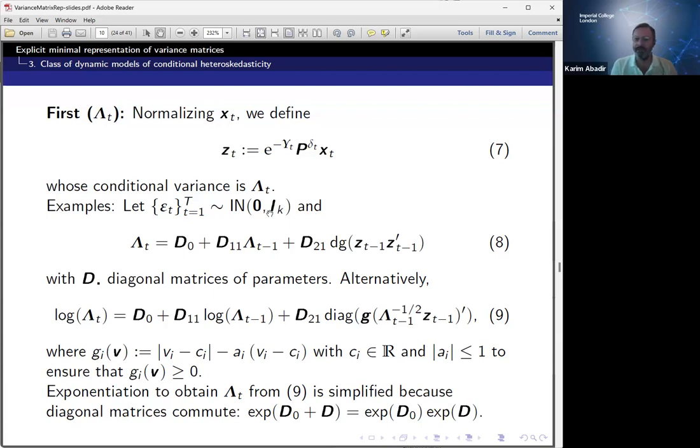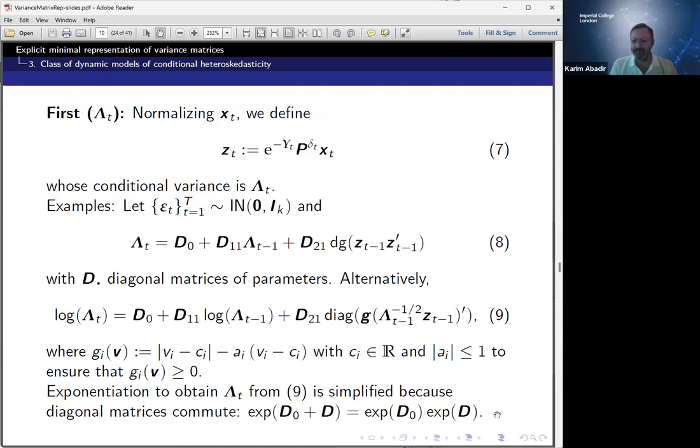If you assume another distribution for the epsilons, then uncorrelatedness and independence are not the same, in which case you need to model the multivariate system as in 8 or as in 9. G is an asymmetric sign, asymmetric absolute value function. So it's a straightforward generalization of the univariate case.